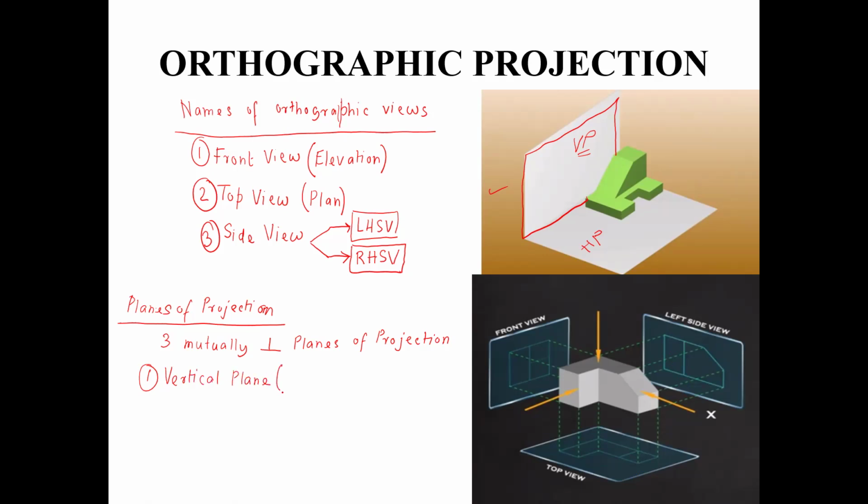We will not use the full form all the time. We will be using the short form. So vertical plane can be abbreviated as VP. The vertical plane is a plane whose configuration is vertical, as simple as that. The orientation of this plane is vertical. Then we have another plane which is called the horizontal plane.